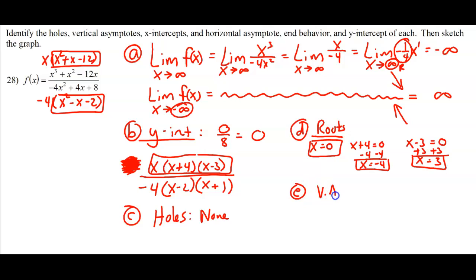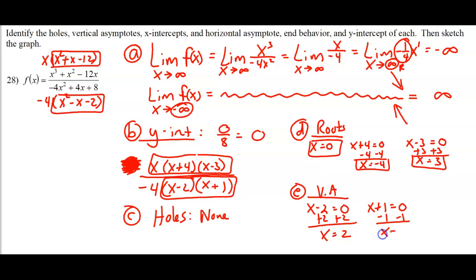Last step, we do the vertical asymptotes, and that's where you take the factors off the bottom and set those equal to 0 and solve. So there's my vertical asymptotes. Now we're ready to go ahead and graph. So here we go.